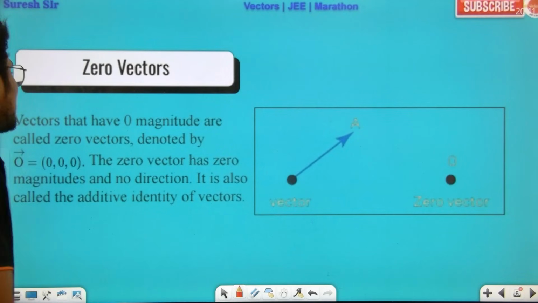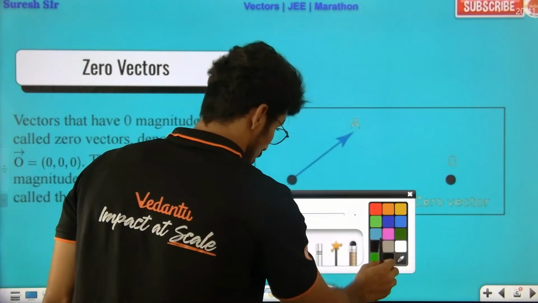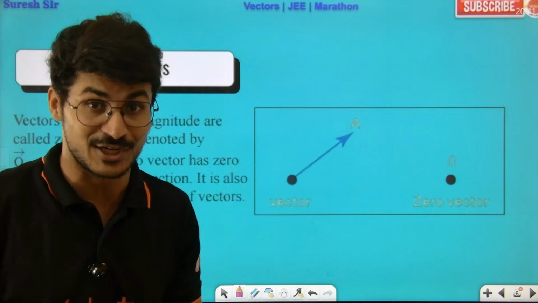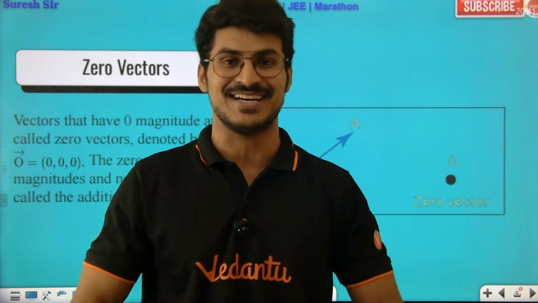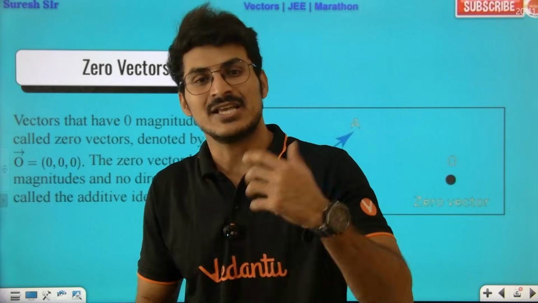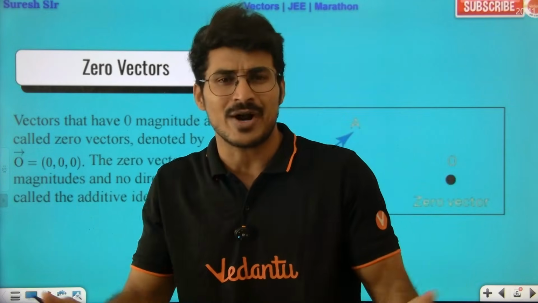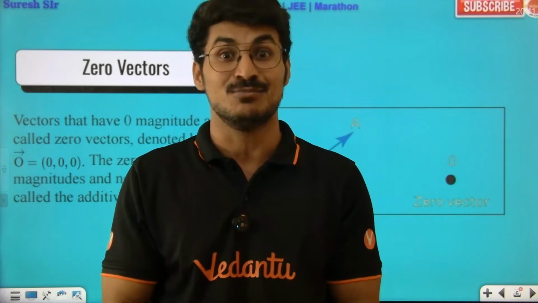Sir, what is a zero vector, sir? What is a vector, sir? Without starting with the definition of a vector, you have straight away gone to types of vectors. Look at the board. See, a vector is nothing but any quantity which has magnitude and direction both, right?